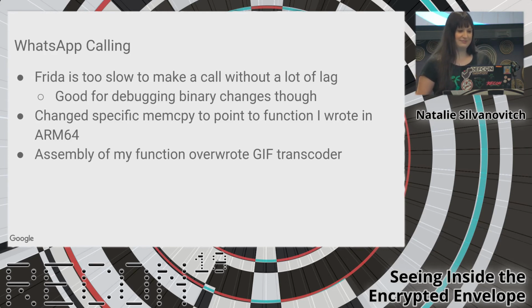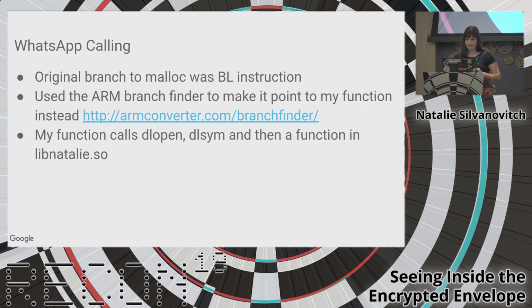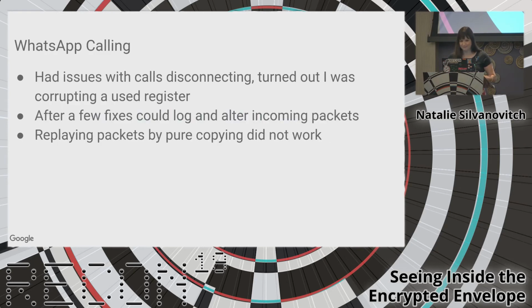So I changed this specific memcpy to point to a function I wrote in ARM, and I put this where the GIF transcoder was, just because that's only used to send messages. Since I was just video conferencing, I knew I would never use this code. I used this online ARM branch finder to figure out where to point it, and then pointed it to this function that called dlopen and dlsym, and then jumped into a library that I compiled.